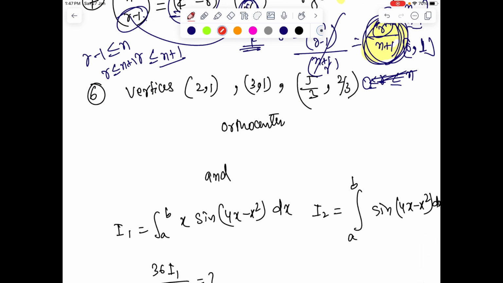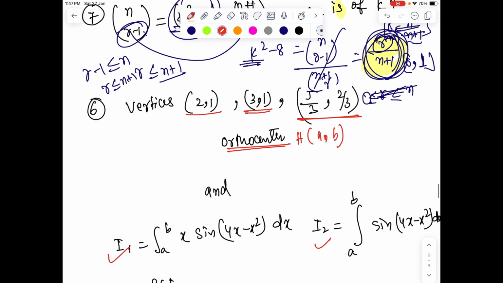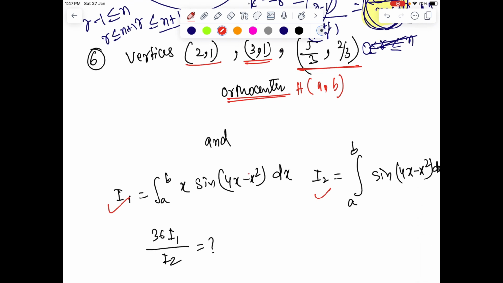Next question was a bit challenging. It gave the vertices of a triangle as (2, 1), (3, 1), (5/3, 2/3), and the orthocenter is (a, b), and then they have linked the question with integration. So they have defined an integral from a to b and another integral from a to b. Now just by looking at the integral, you can doubt: sine of 4x minus x square is there, and here we have an extra x.